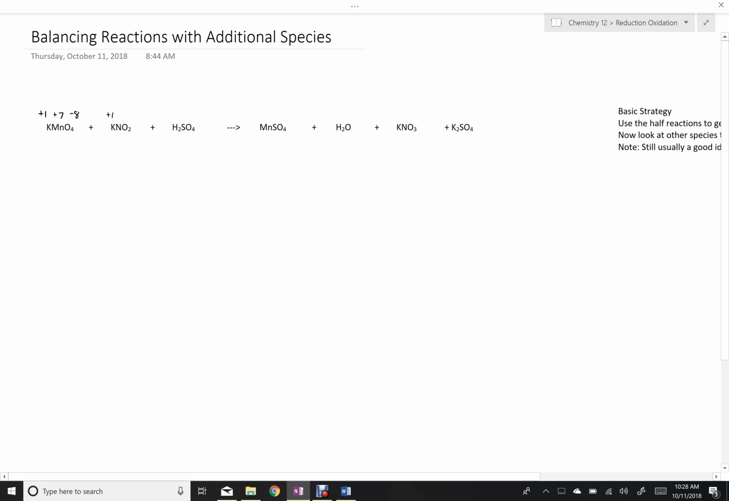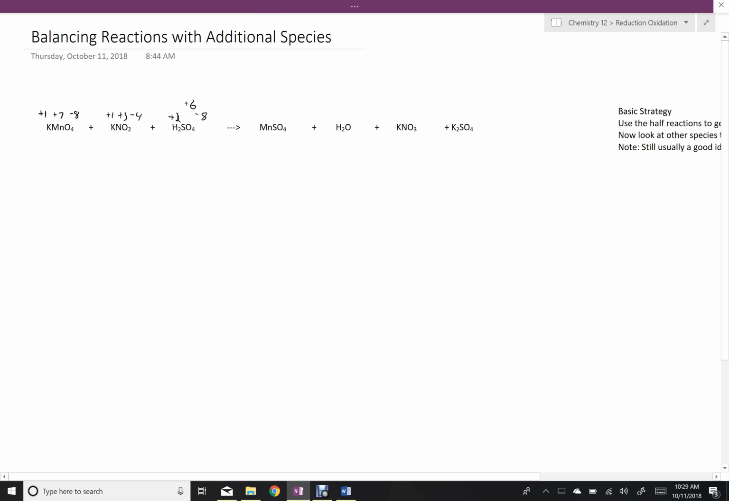Potassium is +1 here. Oxygen is -4, 2 times -2. So this nitrogen, to get neutral, has to be +3. And then this H2SO4 is going to be +1 each for those two, for a total of +2. Oxygen is going to be -8. And the sulfur here, to get those right, is going to be +6.